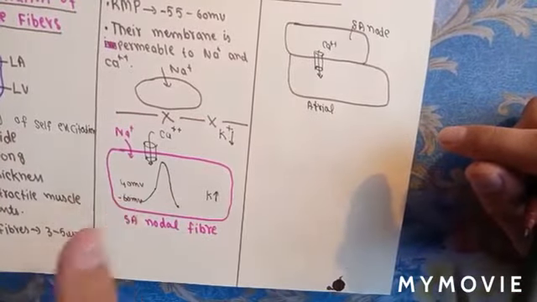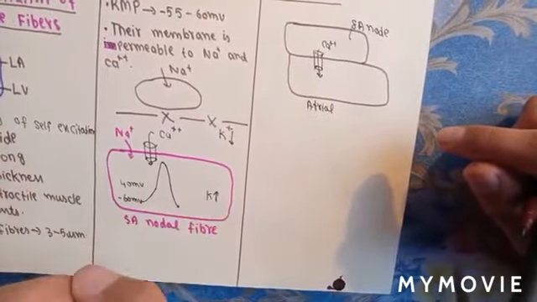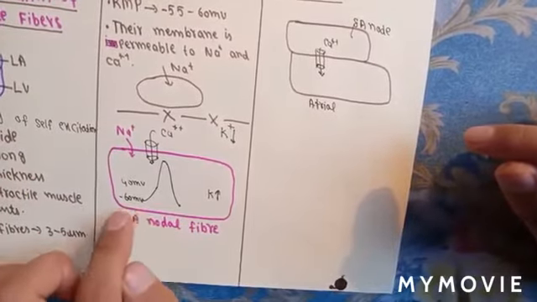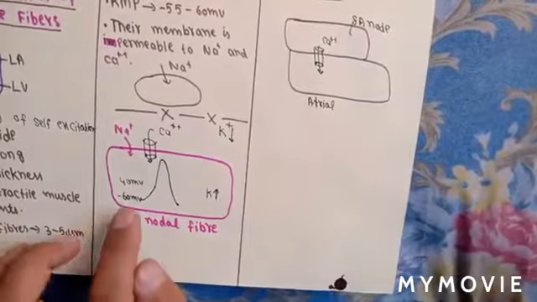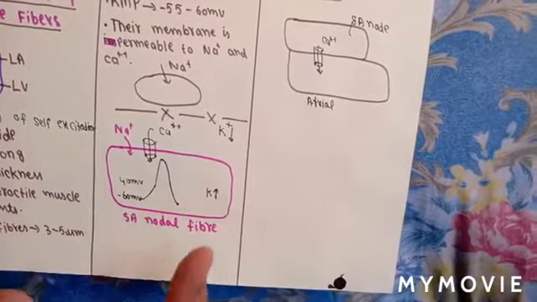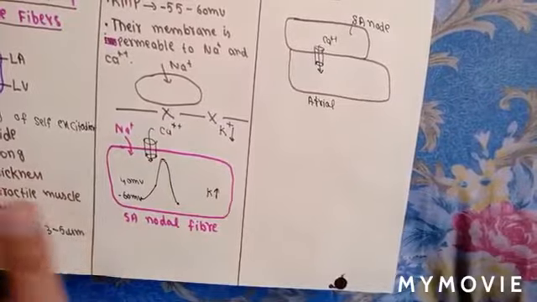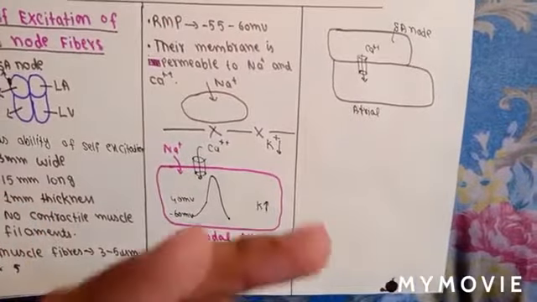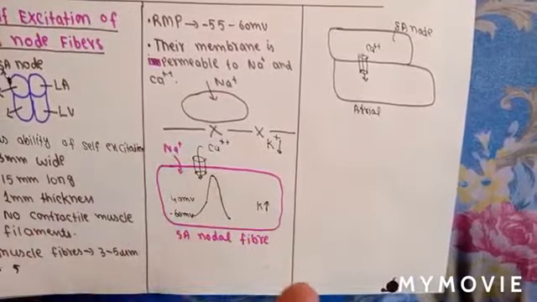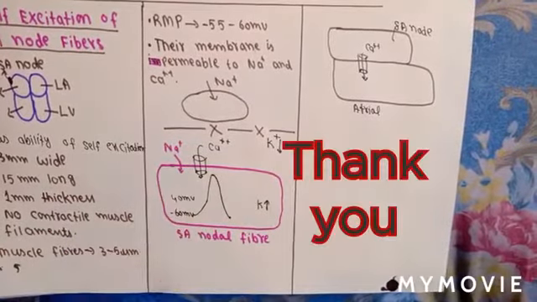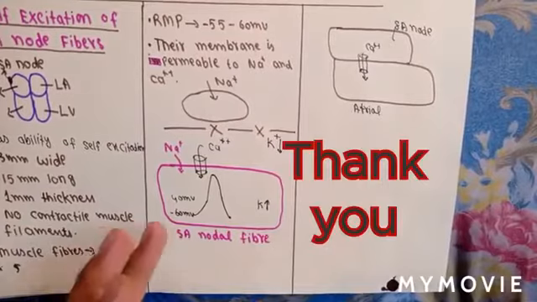We already discussed this process with respect to ventricular repolarization. Here there is a simple difference: the resting potential is minus 60 to minus 55, and that is another difference. Here the entrance of calcium ion takes place as compared to sodium, where in the ventricle sodium ion comes inside, but in the SA node fiber calcium ion moves inside. So this is self-excitation of the SA node fiber.